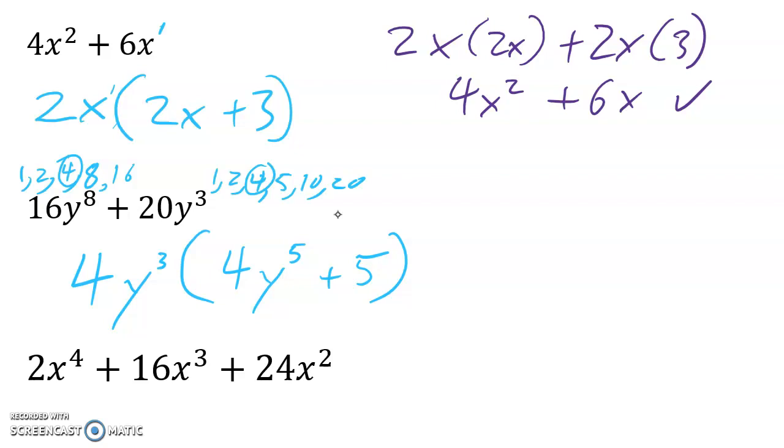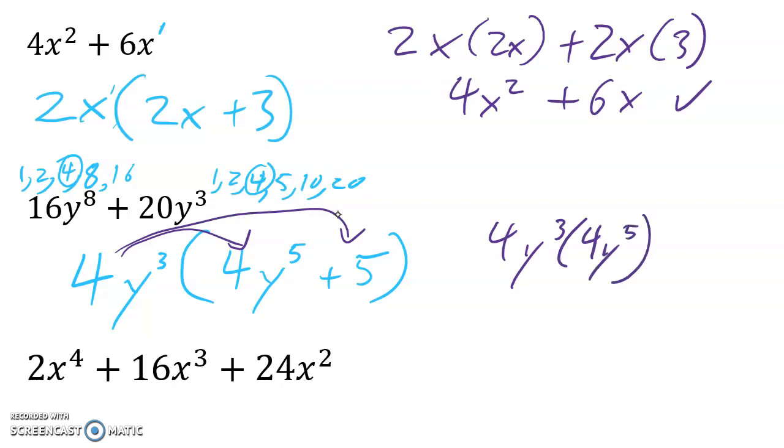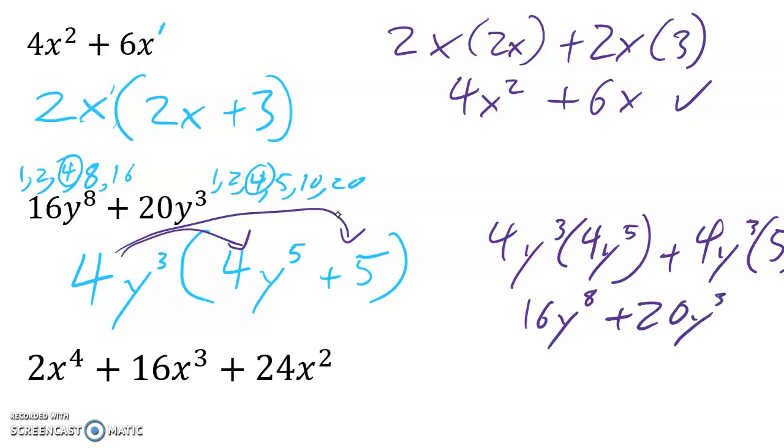If I wanted to check my work, I could multiply this back in just to check. Never hurts to check. That would be 4y to the 3rd times 4y to the 5th and 4y to the 3rd times 5. That gives me 16y to the 8th plus 20y to the 3rd. Once again, that checks out.